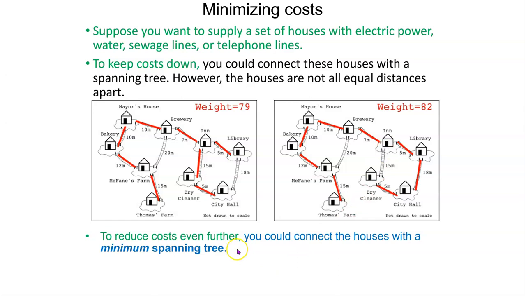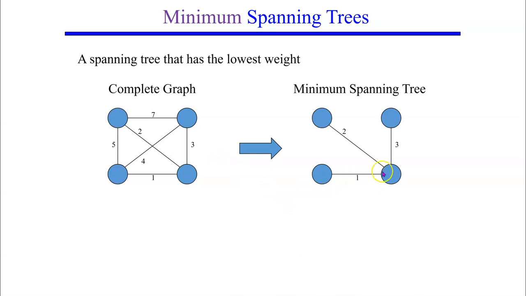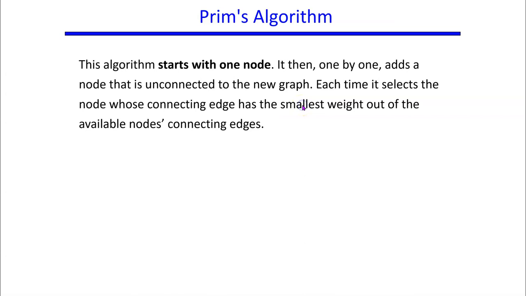To reduce costs even further, you could connect the houses with a minimum spanning tree. A minimum spanning tree is a spanning tree that has the lowest weight. So here's a completed graph, and here is the minimum spanning tree. It's the spanning tree with the lowest weight. There are two major ways to find minimum spanning trees, Prim's algorithm and Kruskal's algorithm, and we'll briefly go through them. Prim's algorithm is as follows.